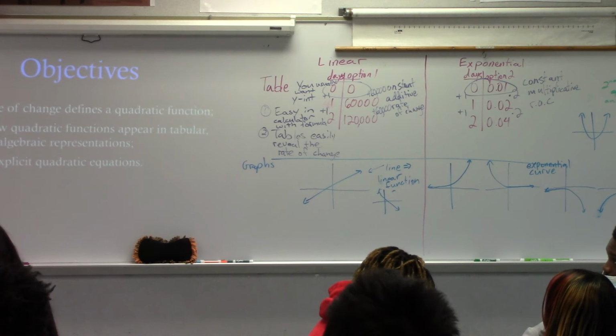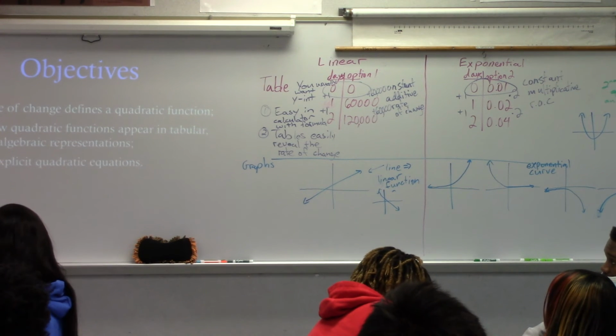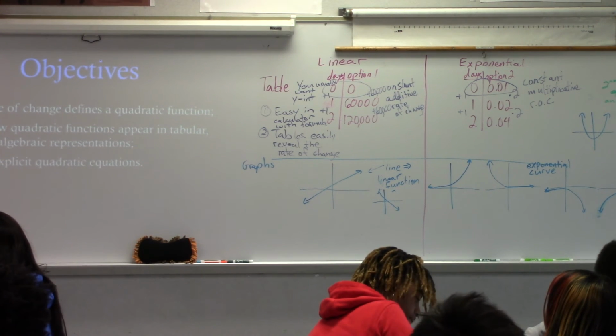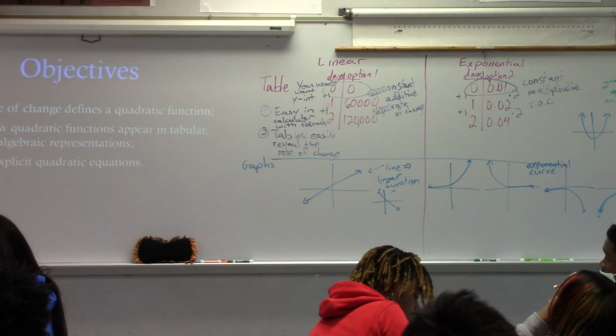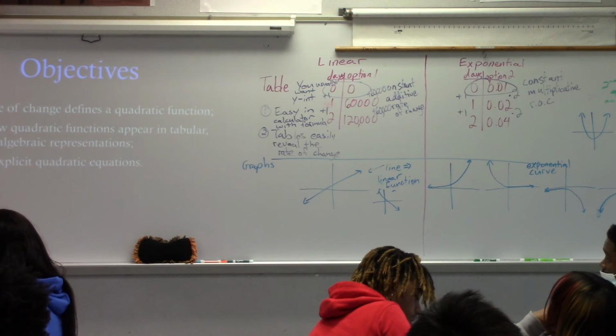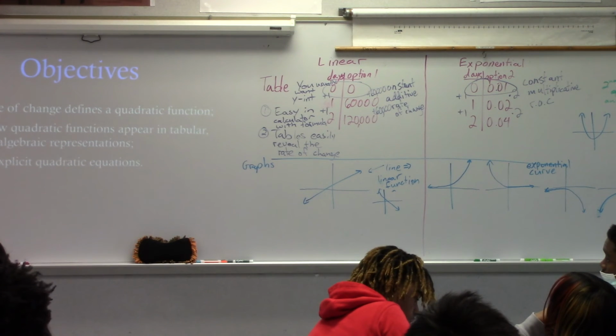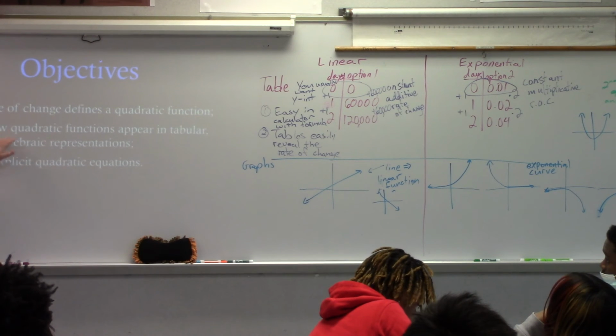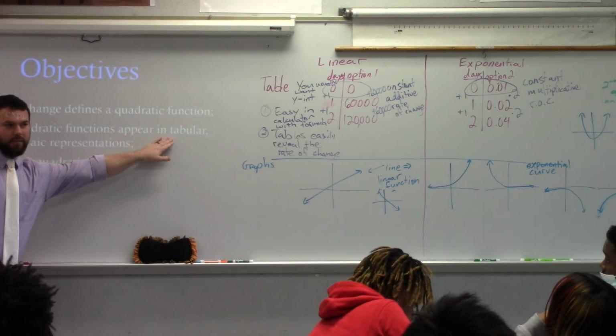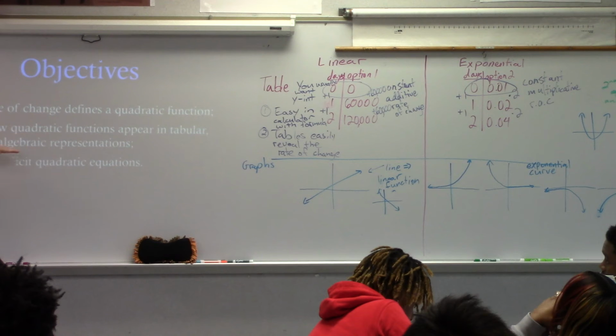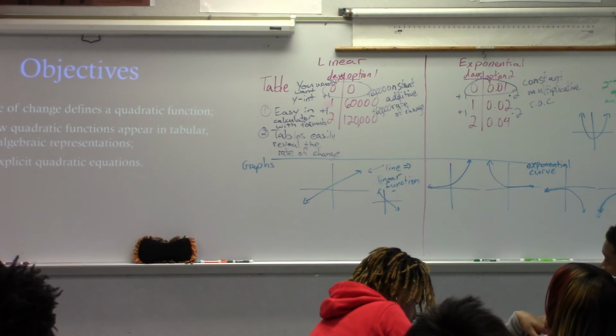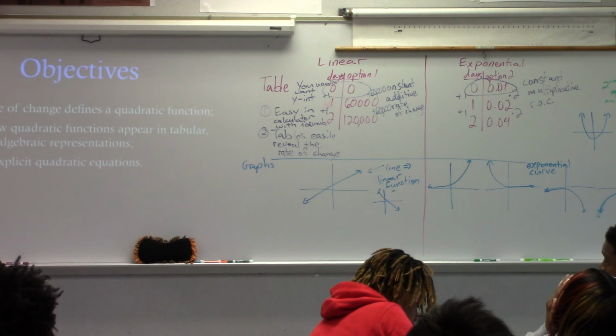There's a different rate of change for a quadratic, right? Linear, if it's constant additive rate of change, you know it's linear right away. If it's constant multiplicative, you know it is exponential. Well, a quadratic's gonna have a different rate of change, so we need to be able to find it. And similarly, quadratic functions are gonna look different in tables, graphs, and algebraically, those equations. So we're gonna try to investigate that, right?